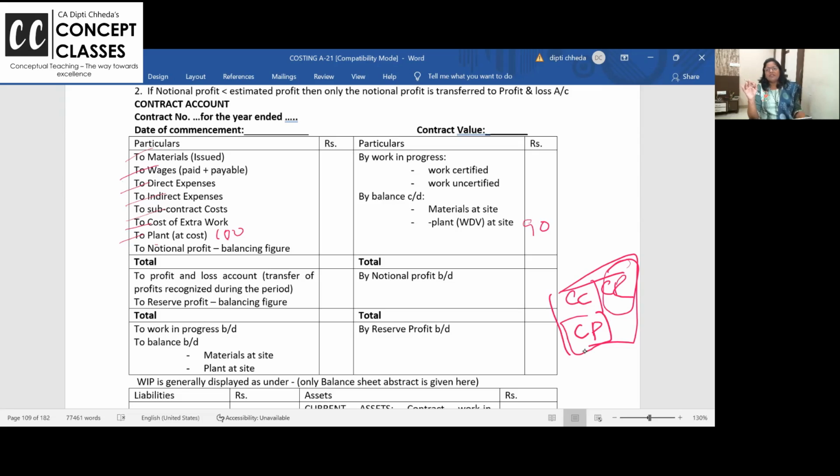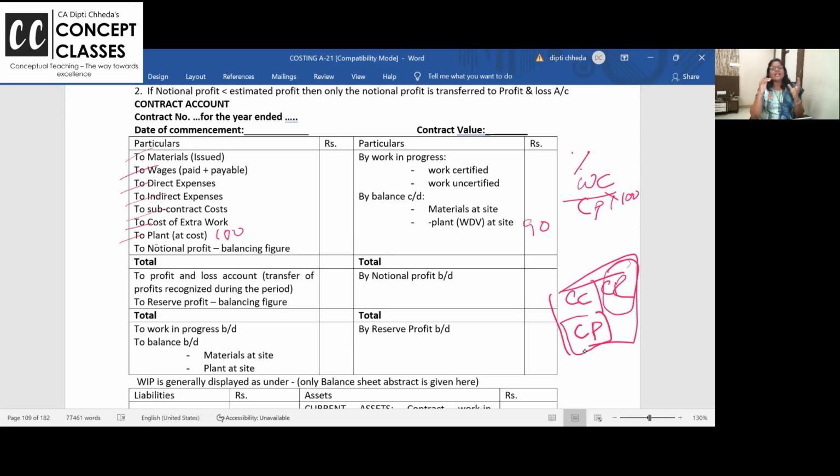So then, whether you are in accounting standard 7 or whether you are in costing, they say contracts should recognize the cost based on percentage of completion. Work certified by contract price into 100. Contract price you all know. Total you have to pay me 10 lakhs.